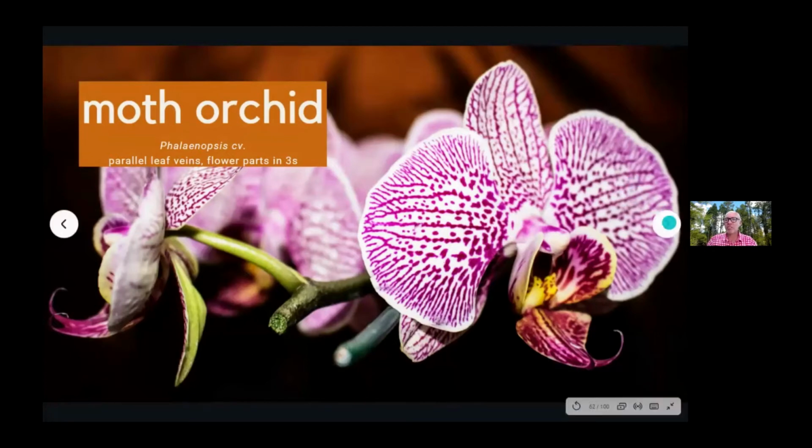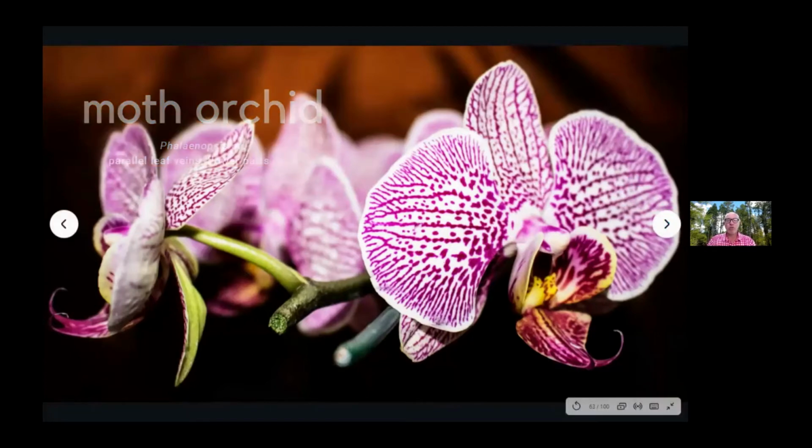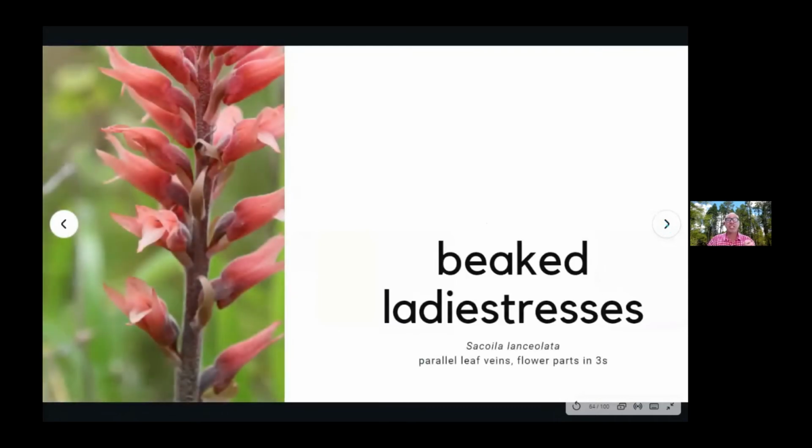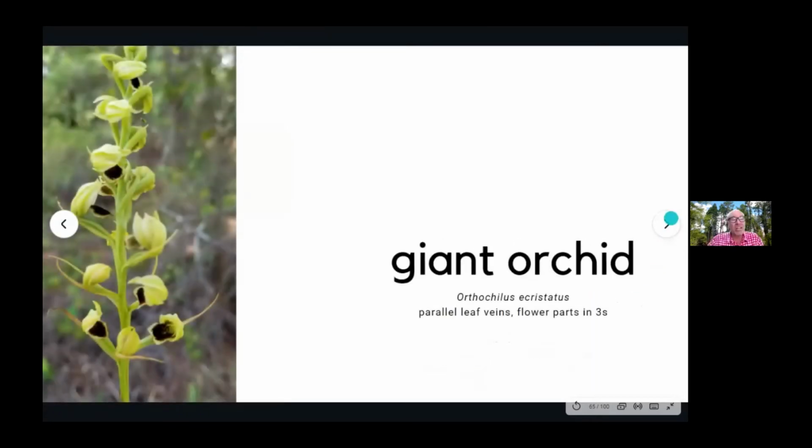More monocots. I'm sure you've heard of orchids. This is the moth orchid, Phalaenopsis. We have some natives. The tooth petal false rain orchid, the world's worst common name. Habenaria, an orchid. It's an orchid because of its morphology, the way that the flowers are put together. Beaked ladies' tresses. This belongs in the orchid family. It's the genus, the species Sacoila lanceolata. The giant orchid in the genus Cyclopogon, the species Orthochilus ecristatus.